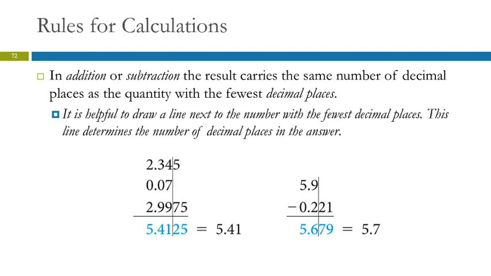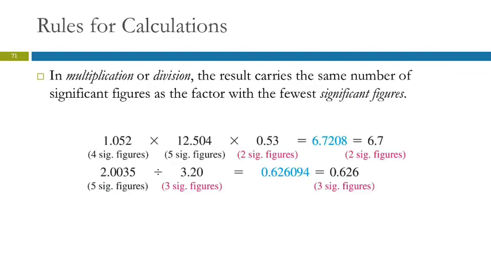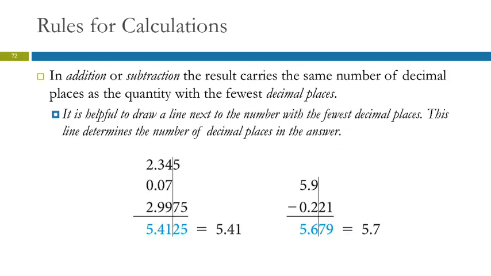When we're adding or subtracting, these are a different type of operation, and so we need to treat the sig figs a little differently. Here, the result carries the same number of decimal places as the quantity with the fewest decimal places. So here, multiplication, division, we're looking at the fewest significant figures, adding and subtracting the fewest decimal places.